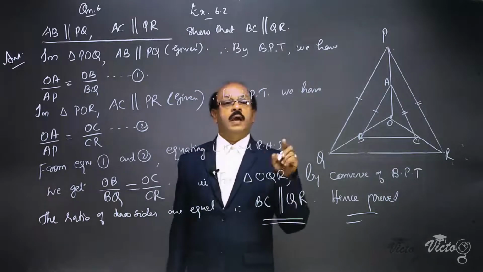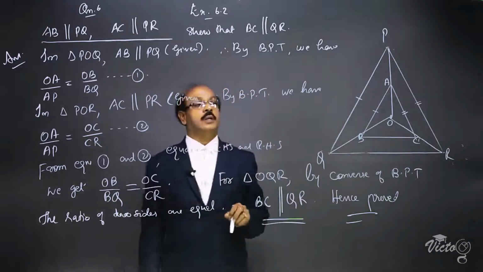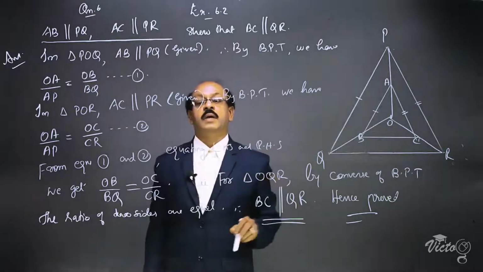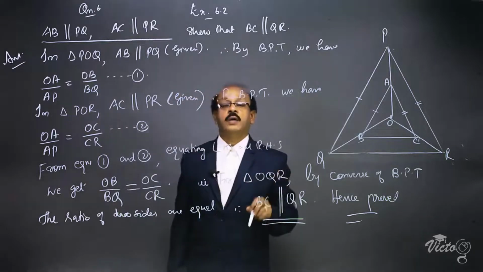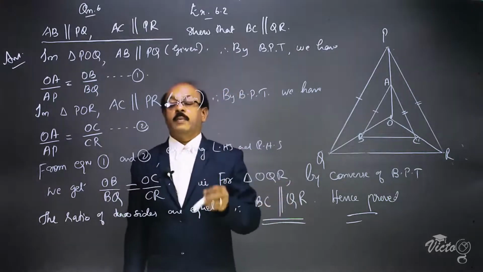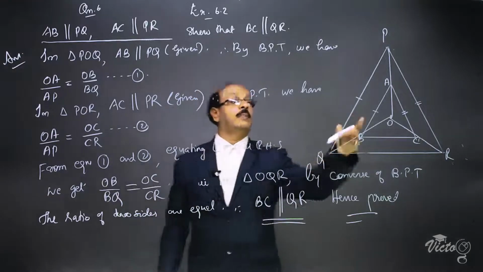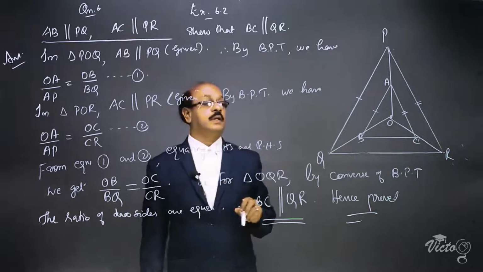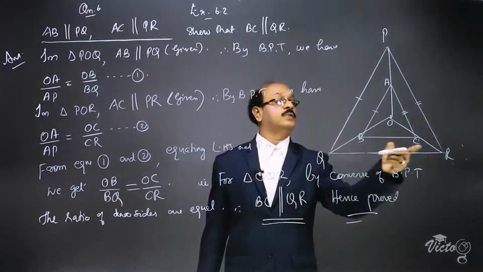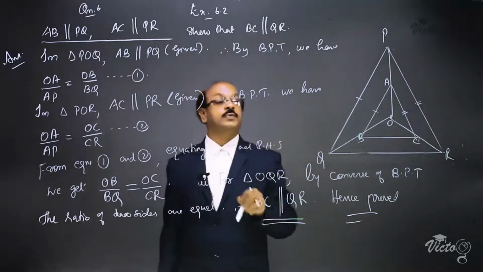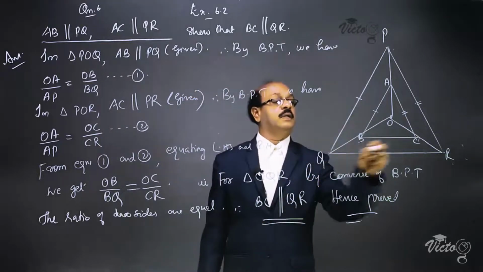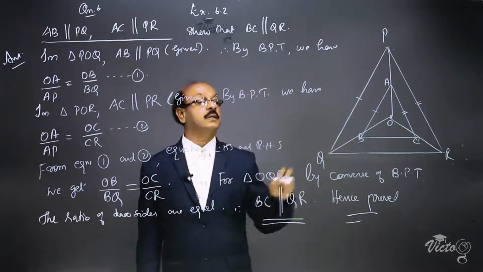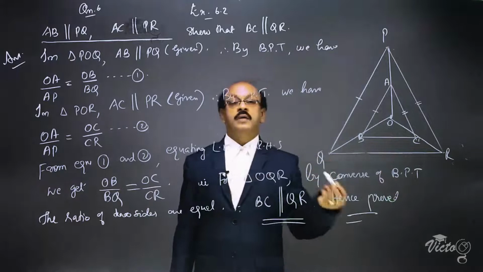That means the LHS of equation number 1 and 2 are equal. Therefore, the RHS must also be equal. That is, from 1 and 2, we are obtaining the result OB by BQ is equal to OC by CR. Then we are taking the converse of BPT. If OB by BQ is equal to OC by CR, that means the ratio of the two sides are equal, then line segment BC will be parallel to QR. By converse of BPT, we are obtaining the result that BC is parallel to QR, hence proved.